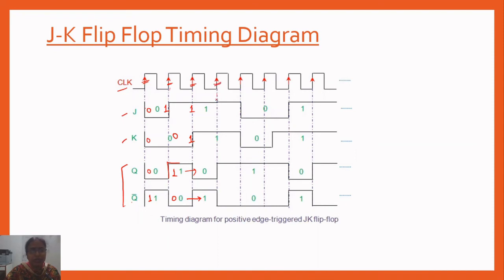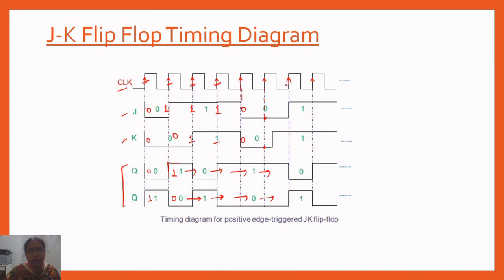At this instant, J is 1, K is 1, so the toggling will take place. It is going from 0 to 1 and this is going from 1 to 0. At this instant, it is becoming 0, this is also 0, so no change. So this 1 will continue, this 0 will continue. At this instant, there is 0, 0, no change, so this 1 will continue, this 0 will continue.